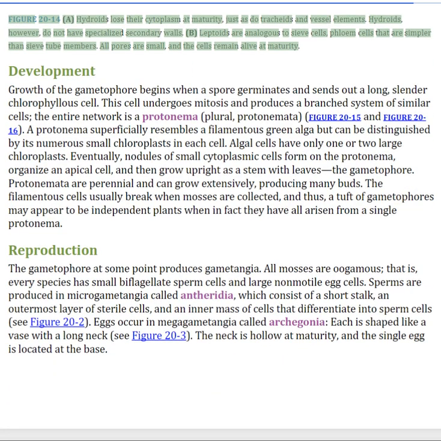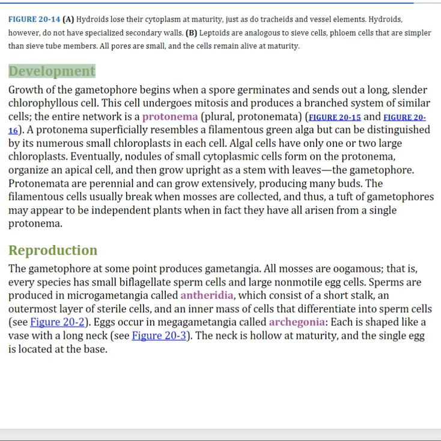Figure 20-14. Hydroids lose their cytoplasm at maturity, just as do tracheids and vessel elements. Hydroids, however, do not have specialized secondary walls. Leptoids are analogous to sieve cells, phloem cells that are simpler than sieve tube members. All pores are small, and the cells remain alive at maturity.